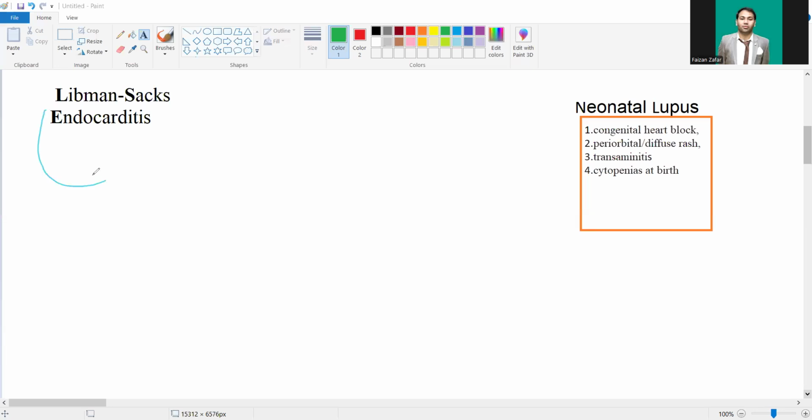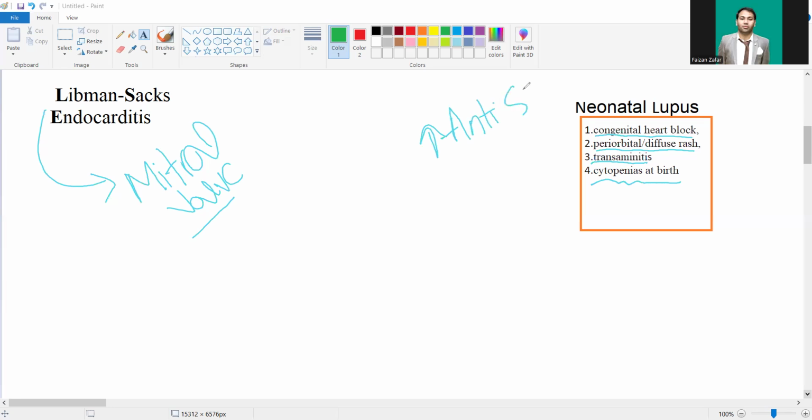Libman-Sacks endocarditis is basically a non-infectious vegetation, particularly on the mitral valve. Neonatal lupus means the neonate presents with congenital heart block, periorbital diffuse rash, transaminitis, and cytopenias at birth. A pregnant lady who is anti-SSA positive has an increased risk of neonatal lupus.